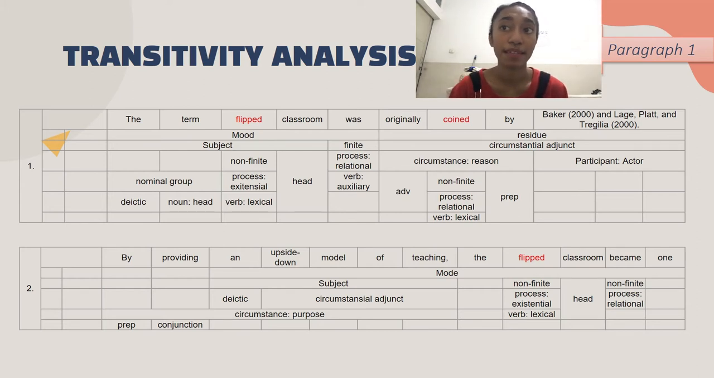Flip is a verb, non-finite. The process is existential, the verb is lexical. Classroom is a head, and become is also a verb, a non-finite verb, the process is relational.